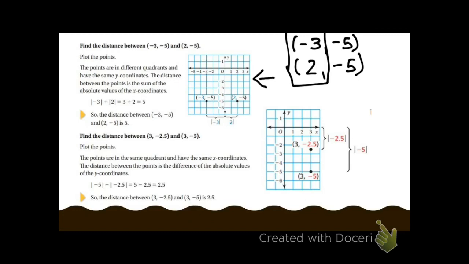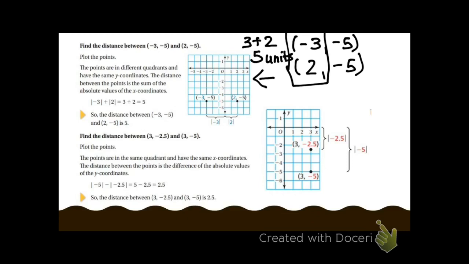So when they're in different quadrants, I take the absolute value of each number and I add them together. So the absolute value of -3 is 3. The absolute value of 2 is 2. So 3 plus 2 equals 5 units. And if it helps for you to have a picture so you can tell which quadrant they're in until you get used to it, that's fine. But anytime you see a negative and a positive, no, they're not in the same quadrant. They can't be.